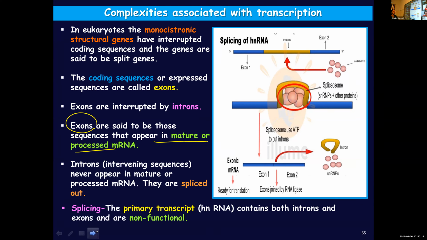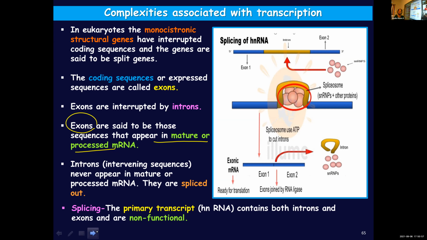The primary transcript. Primary transcript means as soon as transcription is over. We learned about the transcription process. As soon as the transcription process is completed, the RNA and the enzyme will get separated. And that RNA which is formed immediately after transcription, you call it primary transcript. It also has one more name. Already we discussed hnRNA or heterogeneous nuclear RNA. So in that RNA, both exons and introns will be present.